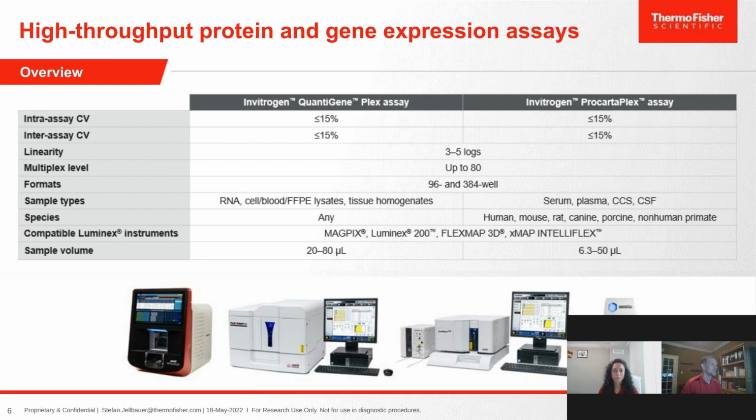This table that you see here shows a comparison of several specifications for these assays. On the left, the QuantiGene, and on the right, the ProcartaPlex assay. Notably, you can see that you can measure up to 80 genes, so RNAs, and up to 80 proteins with these assays in each well of a 96 or 384 well plate. Combined with a simple sample prep requirement, these assays are really perfect tools for high throughput needs. You can run a wide variety of sample types from many different species, depending on your needs.